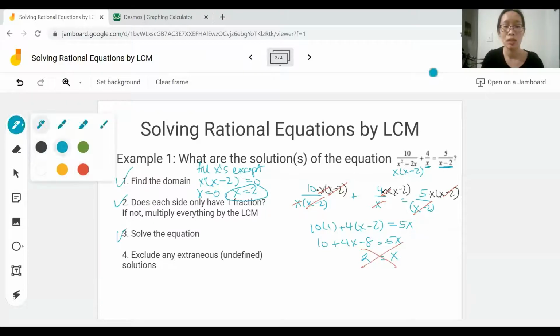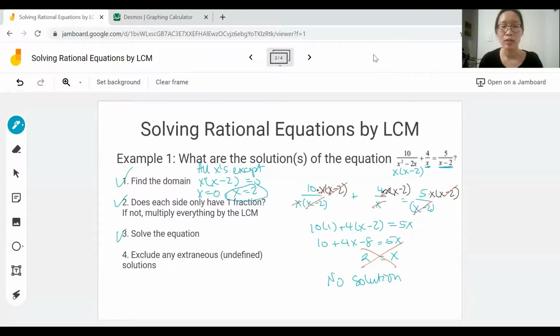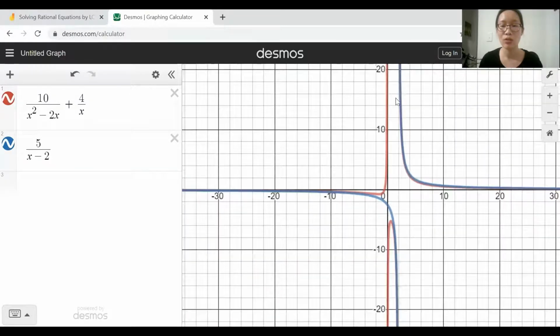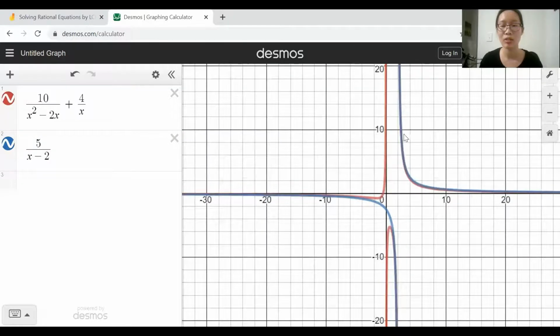And my solution is that there is no solution. So I can check this on a graph. Here I've graphed my left side in red and my right side in blue, and it says that I was looking for an intersection at x equals 2, but if I zoom out, I see that x equals 2 is actually a vertical asymptote. So that means they're not actually intersecting, they're just never touching. So there's no solution. Let's try a second example.